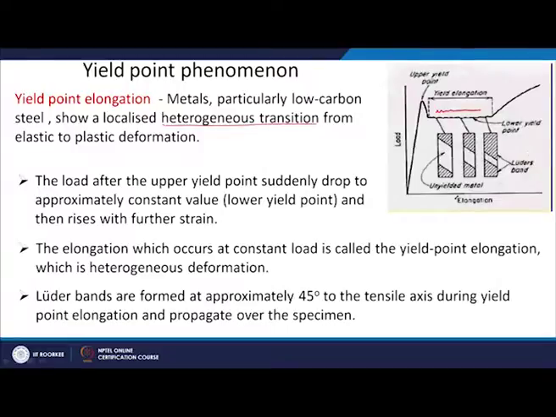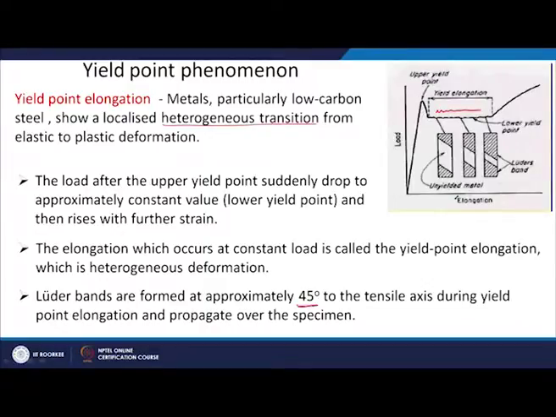So, if you want to see what this yield point phenomenon is, the load after the upper yield point suddenly drops to approximately a constant value, the lower yield point, and then rises with further strain. The elongation which occurs at constant load is called yield point elongation, which is heterogeneous deformation. Luder bands are formed at approximately 45 degrees to the tensile axis during yield point elongation and propagate over the specimen. So, again 45 degree is coming back here.